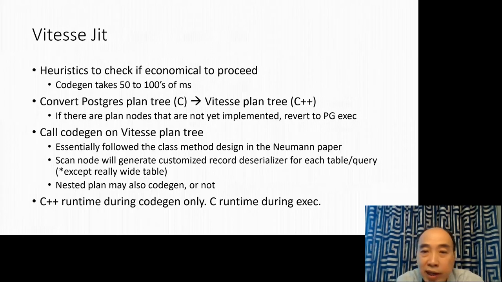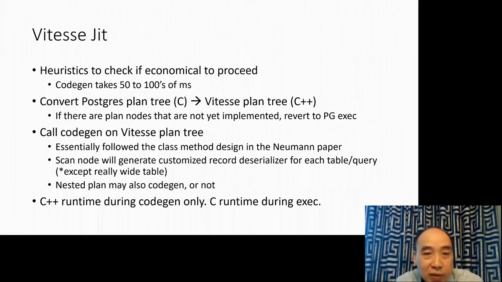In our case, the scan node will actually generate a customized record serializer for those tables. Because we know exactly which attribute is at which position, there's no more decision. The decisions were all made during code gen, and at runtime, you would just be going directly to those bytes and retrieve them and store them in registers.